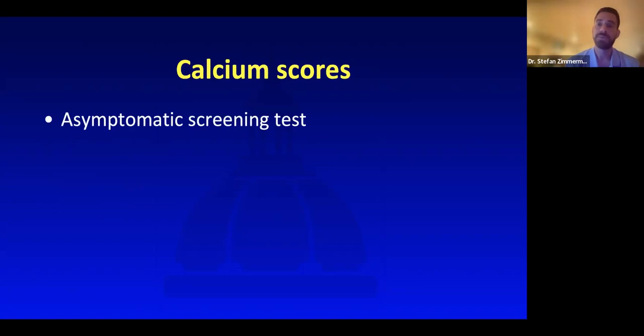So calcium scores are really important as an asymptomatic screening test. That means that this is not used to work up chest pain necessarily most of the time. Rather, it's used like a mammogram or like a colonoscopy, where you don't have any symptoms, but we're just going to do the test to look to see if you have any disease.